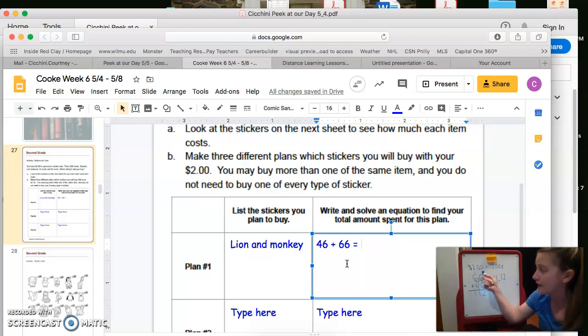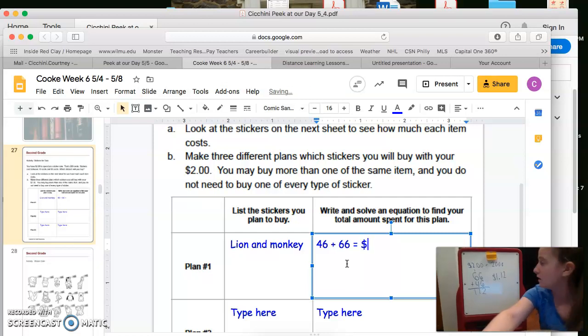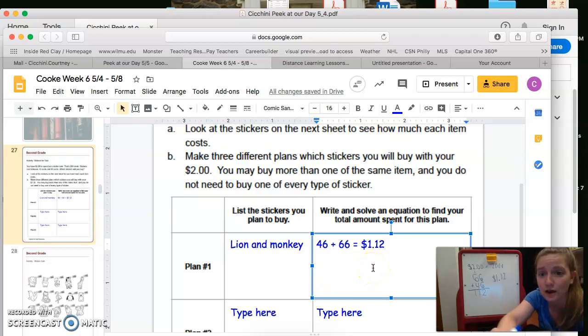And I check, that's under $2. So my first plan worked. I can purchase the lion and the monkey. In here, I might write my dollar sign, 1, my decimal point, and my 12 cents to show that the lion and the monkey together cost $1.12.